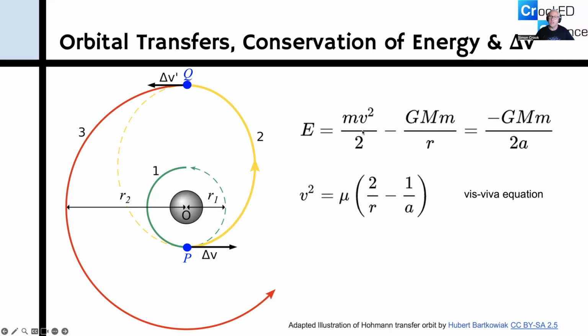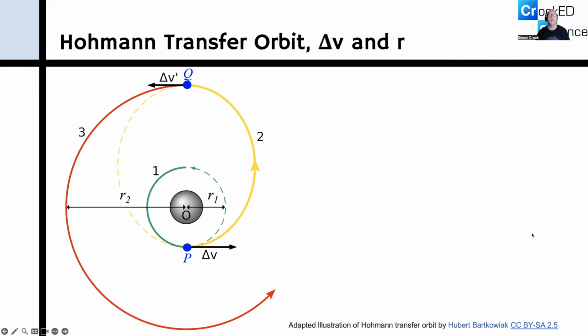Now, this equation, this equality can be reduced here for v squared to what is called the vis-viva equation, where mu is just GM, big G, big M here. Now, following this equation, we actually get the equation for Hohmann transfer orbits. What we're concerned with is just the first part.